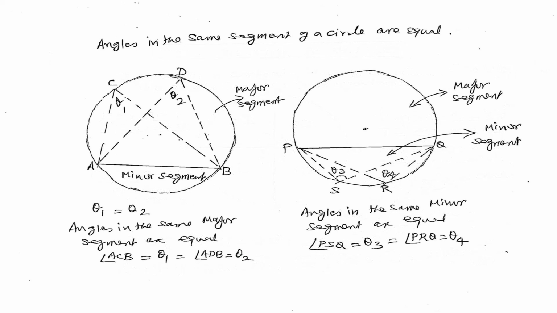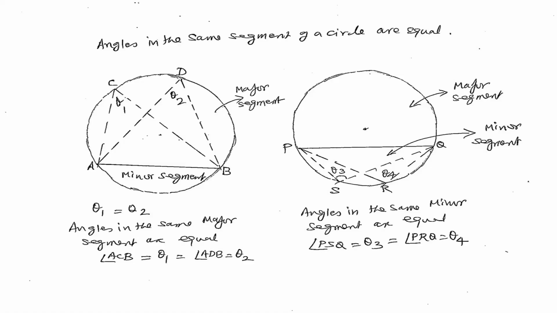The next slide, you will see angles in the same segment of a circle are equal. On the left, you see minor segment on which two rays AC and BC meet at an angle theta 1. Also on the same minor segment, two rays AD and BD meet the circumference of the circle at point D, framing an angle of theta 2. Both these angles theta 1 and theta 2 are equal. Therefore, angles in the same segment are equal. That is, angle ACB is equal to theta 1 and angle ADB is equal to theta 2.